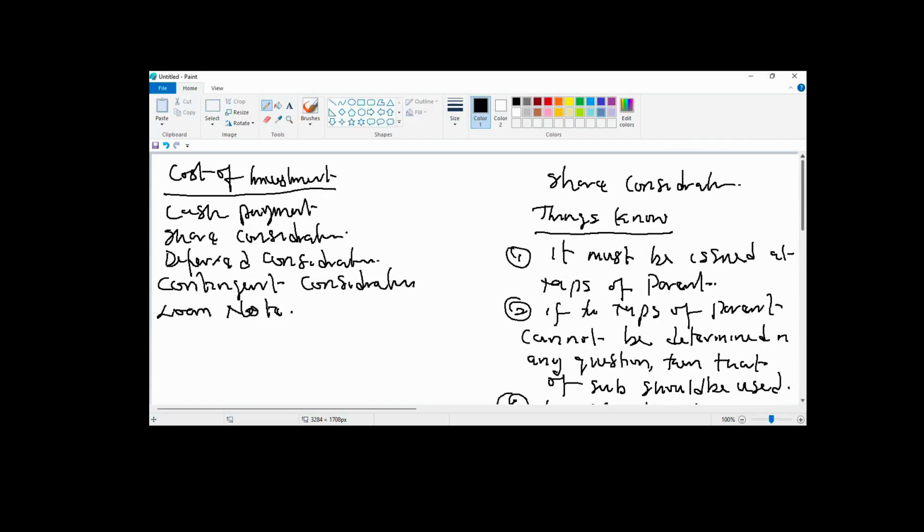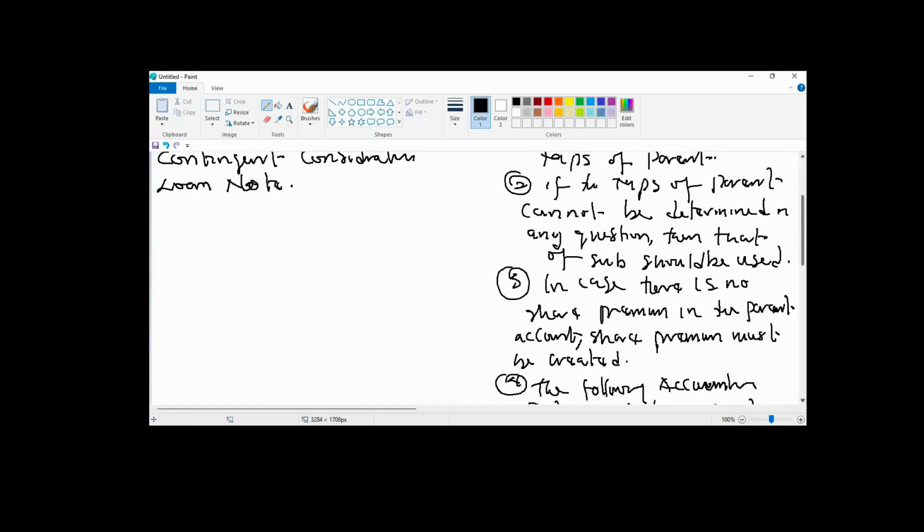Don't forget what is share consideration. When a parent issues its own shares to acquire the controlling interest in subsidiary, it does not pay cash, it issues shares. Things to know, it must be issued at the market price of the parent, but in case we cannot determine the market price of the parent, then that of the subsidiary should be used. Then three, in case there is no share premium in the parent account, share premium account must be created, and the following accounting entry must be passed.